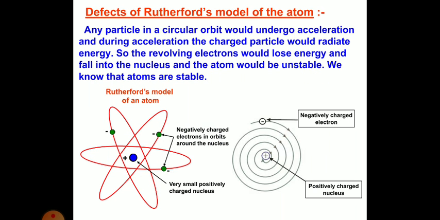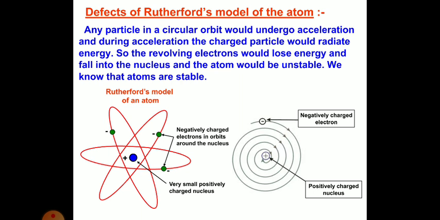Now students, let us study the defects of Rutherford's model of an atom, meaning the drawbacks from his model. Any particle in a circular orbit would undergo acceleration, and during acceleration the charged particles would radiate energy, meaning it radiates some amount of energy. So the revolving electrons would lose energy and fall into the nucleus, and the atom would be unstable. But we know that atoms are stable. So this is the picture.